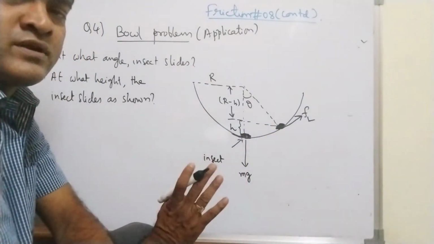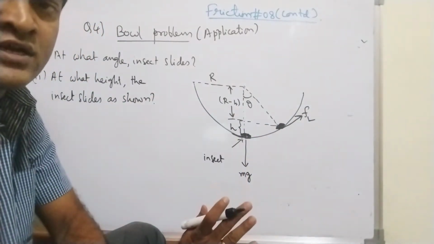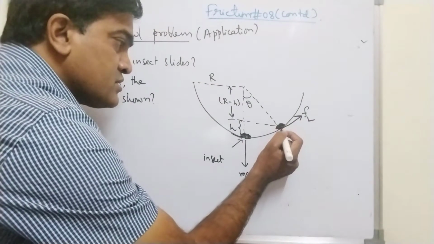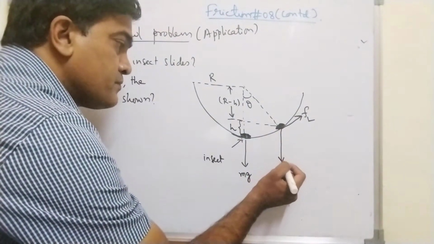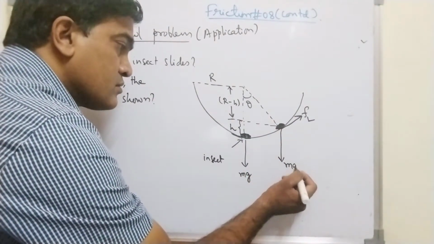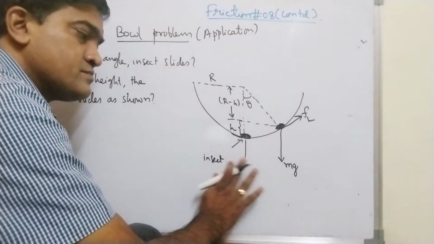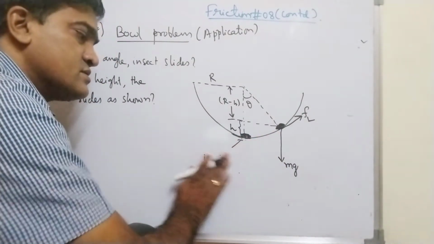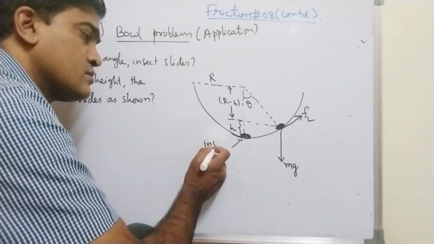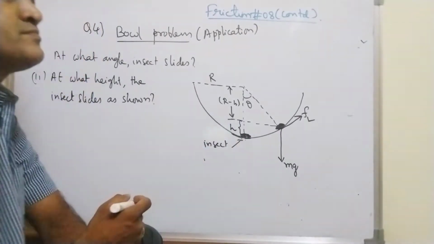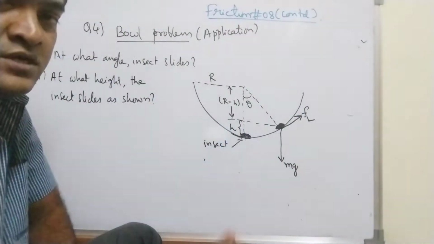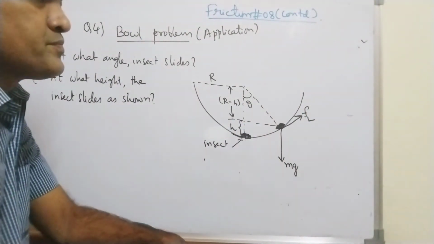And how the weight of the insect will act at this point? Weight always, remember, at any point you take, weight always acts vertically downwards. So let me represent the weight of the insect acting vertically downwards. Let me erase this now. This is the insect crawling on the hemispherical bowl.